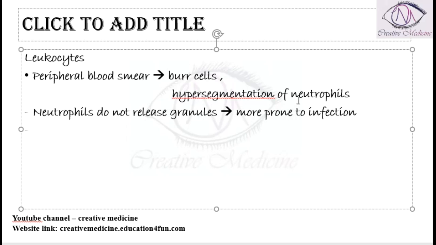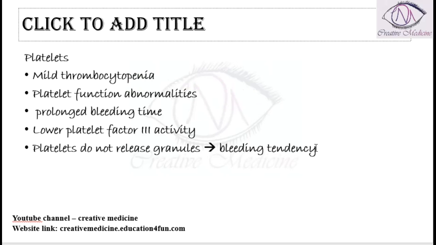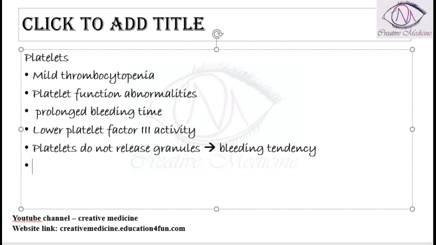Then if there is any bleeding tendency in the patients, if there is bleeding, then we should give a drug. For bleeding tendency, we give the drug DDAVP, and this will increase the platelet function.